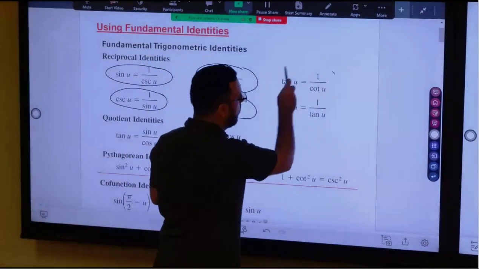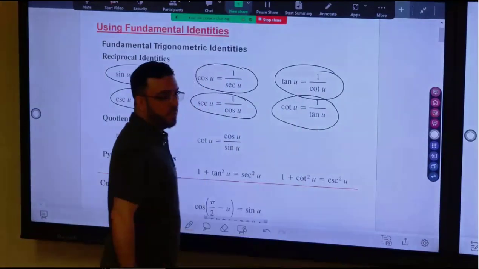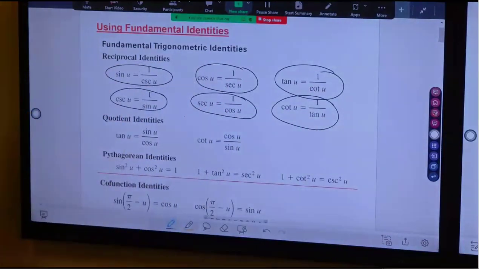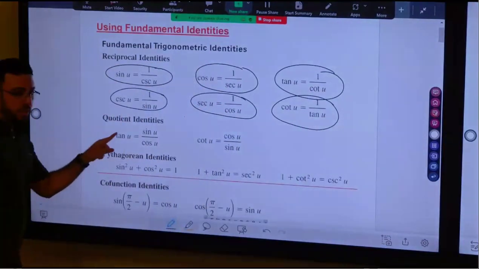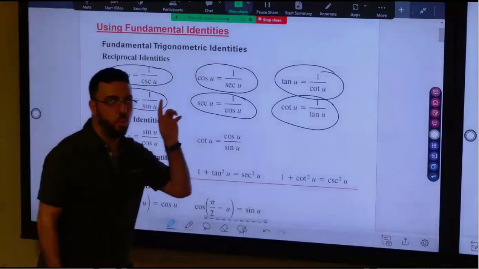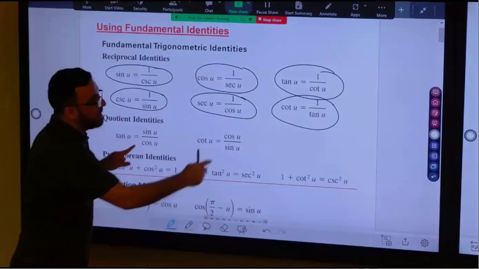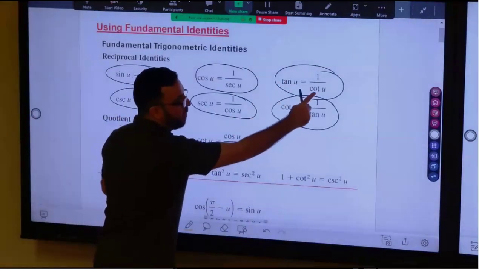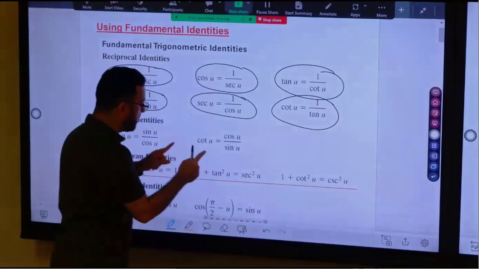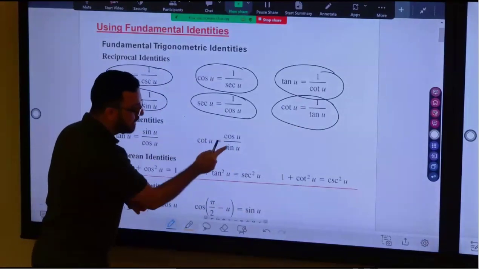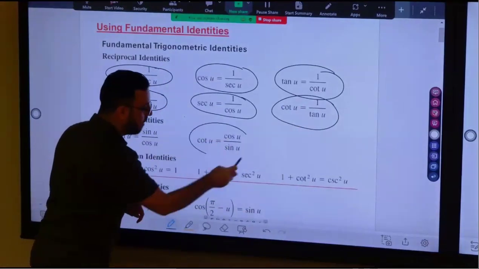Tangent is with cotangent. Is that hard? Tangent, we already know the tangent is sine over cosine. And I know the tangent is the reciprocal of cotangent. That means the cotangent is cosine over sine.